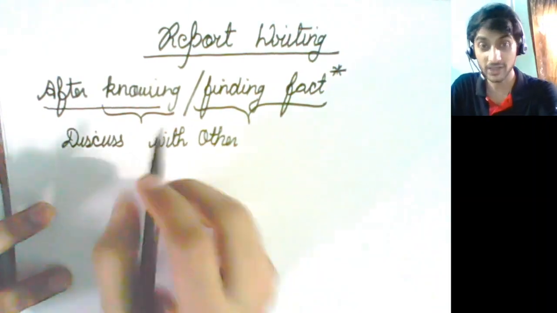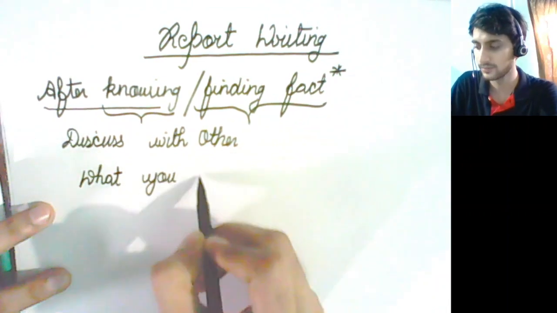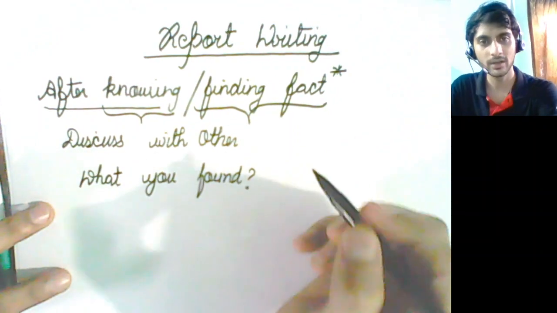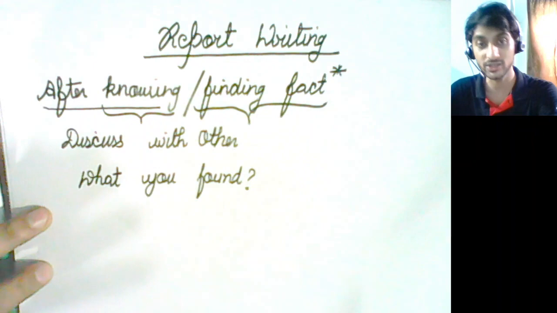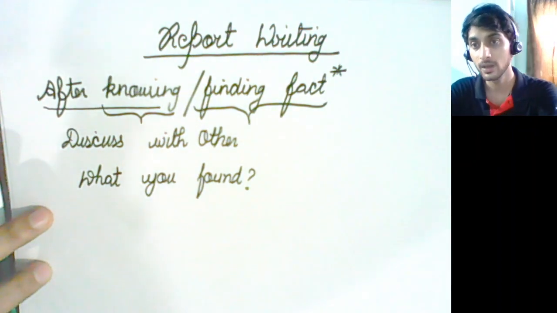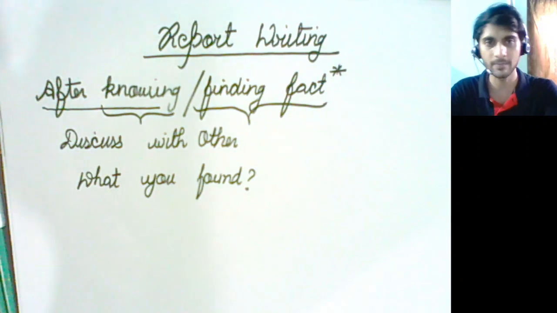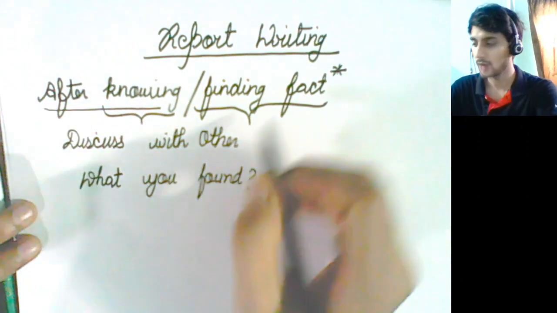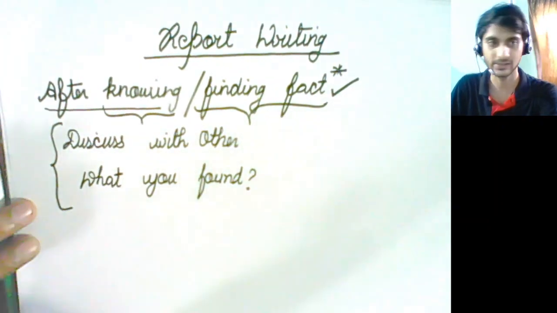and you have to discuss what you found. Okay, this can include implications, this can include applications, this can also include some protocols to perform an experiment. It can be anything. Okay, it can be a survey type of research. So after knowing and finding facts, you have to discuss it with others.